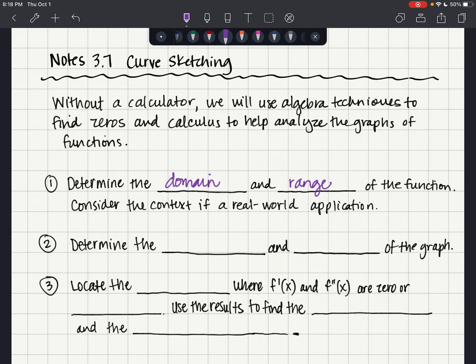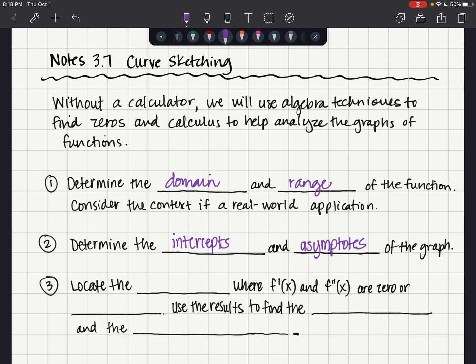Second, we're going to determine the intercepts. We know how to do that. X-intercept, put a 0 in for y and solve. Y-intercept, put a 0 in for x and solve. So we're going to determine the intercepts and the asymptotes. These are all algebraic techniques that we've done in previous algebra classes.